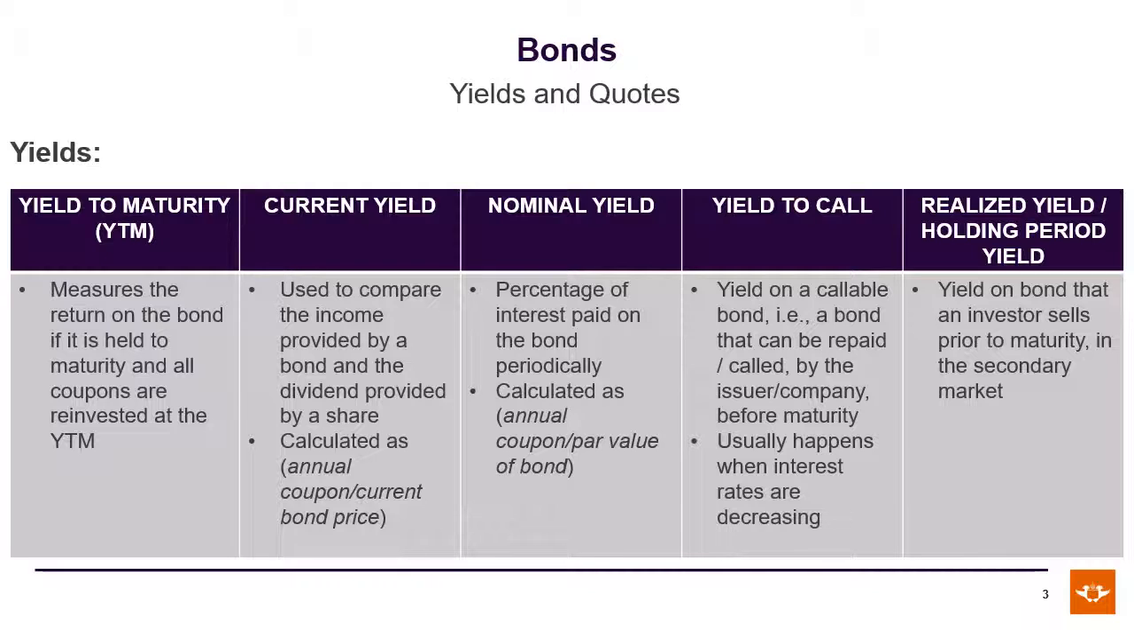There's the nominal yield, which is a percentage of the interest paid on the bond periodically, and that is calculated as the coupon over the par value.